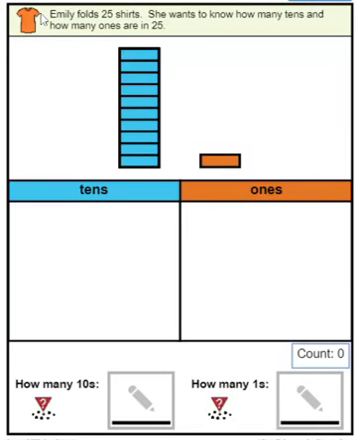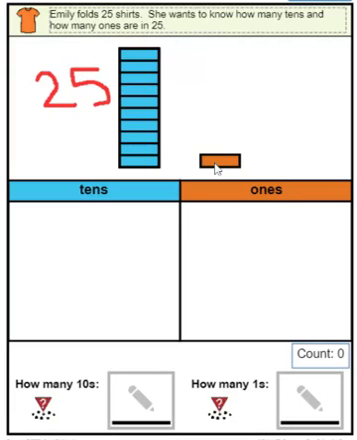Today we're going to work on place value to the tens and ones. Emily folds 25 shirts. She wants to know how many tens and how many ones are in 25. So I look at my number 25. I'm going to write that down, 25. So how many ones? Here's my ones place. I see the number 5.